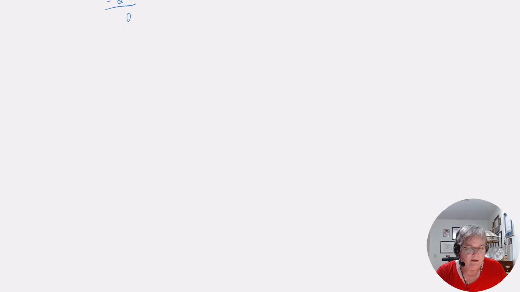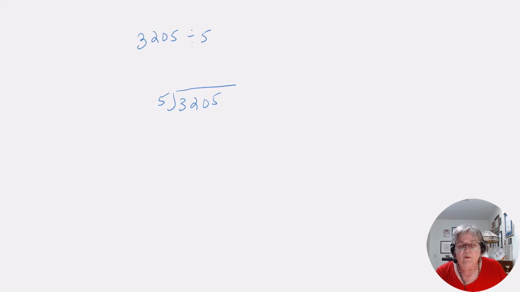What if we have 3205 divided by 5? So we're going to go 3205 divided by 5. All right, what can you multiply 5 by to get 32? Because 3 is too small on its own, and we want to get as close as possible to 32 without going over.